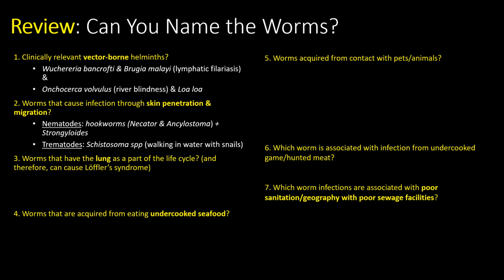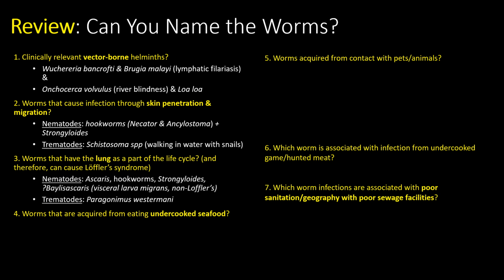Third, which worms have a lung portion of their life cycle? This would be important to know since we could narrow our search if we suspect Loeffler syndrome clinically. Of course, this involves the unsanitary tetrad worms, Ascaris, hookworms, and strongyloides, but not the whipworm, as well as Paragonimus, which is a lung fluke. You could also consider larva migrans by Baylisascaris through this syndrome, although it is distinct, or a tropical pulmonary eosinophilia of lymphatic filariasis.